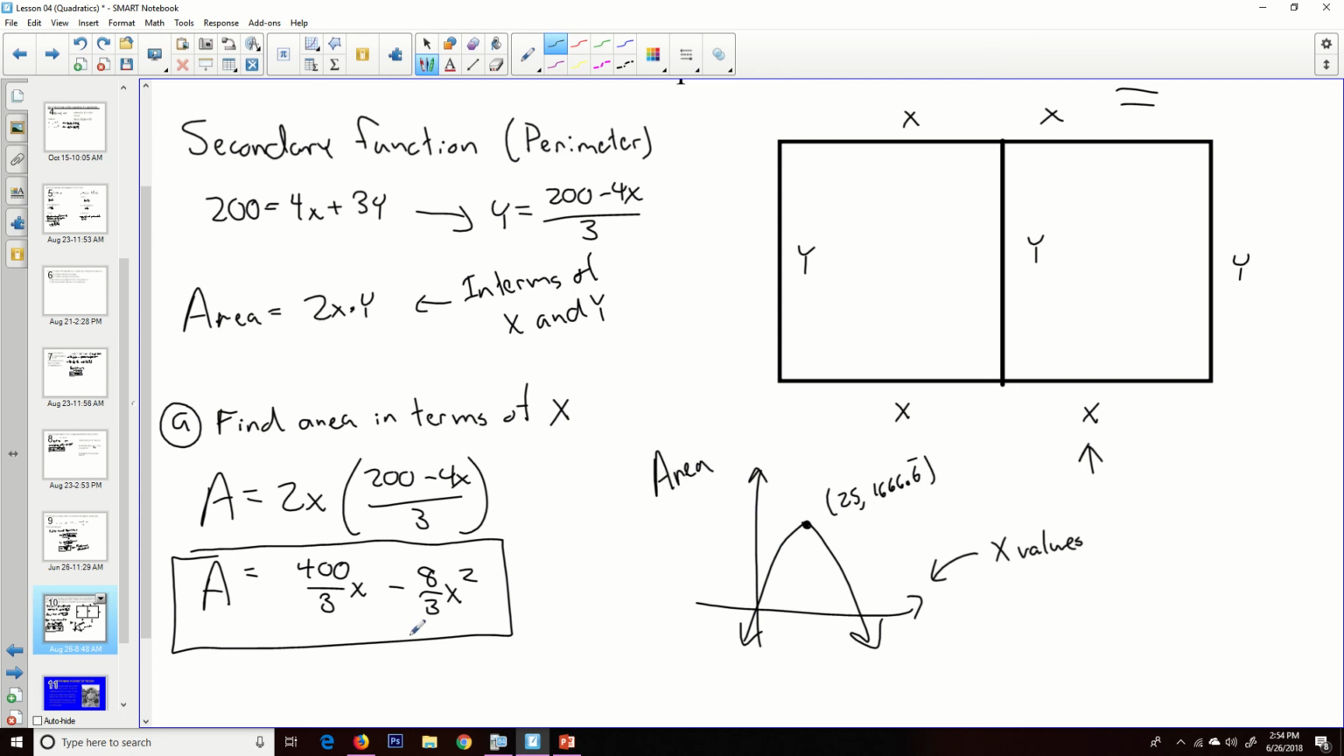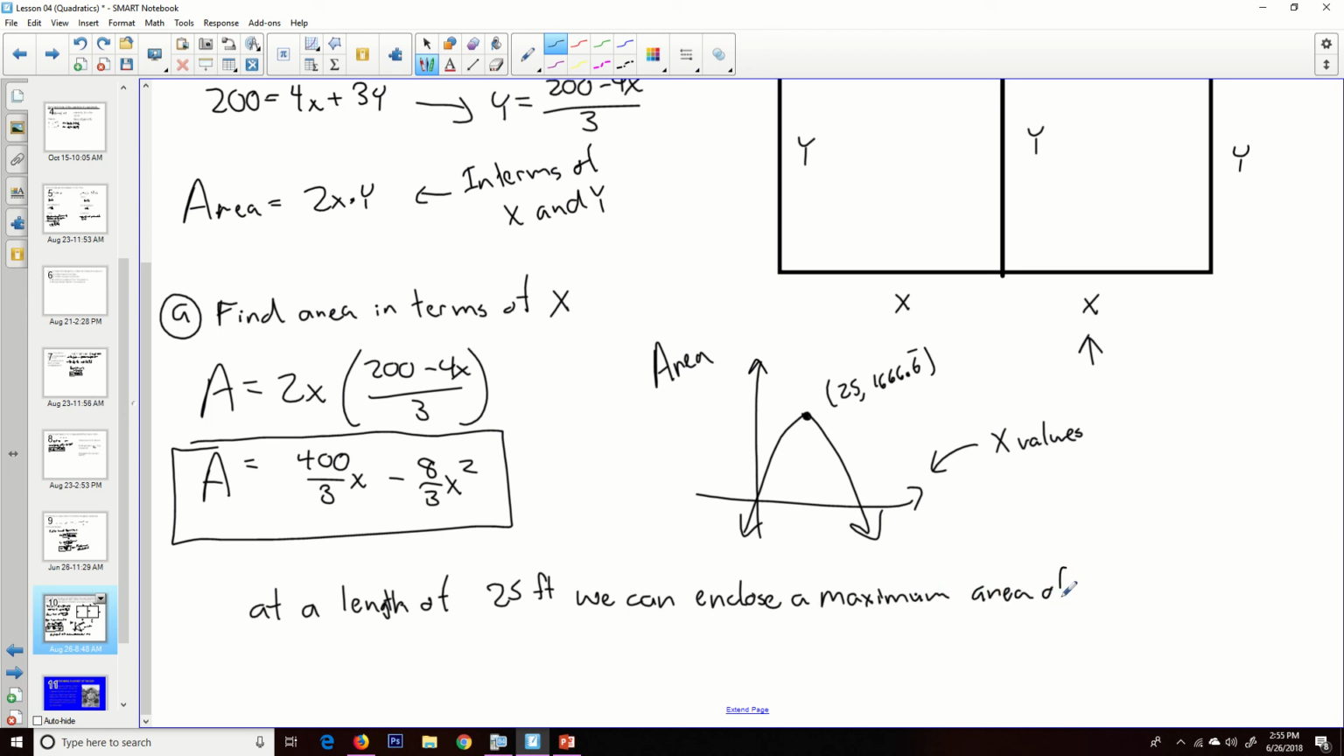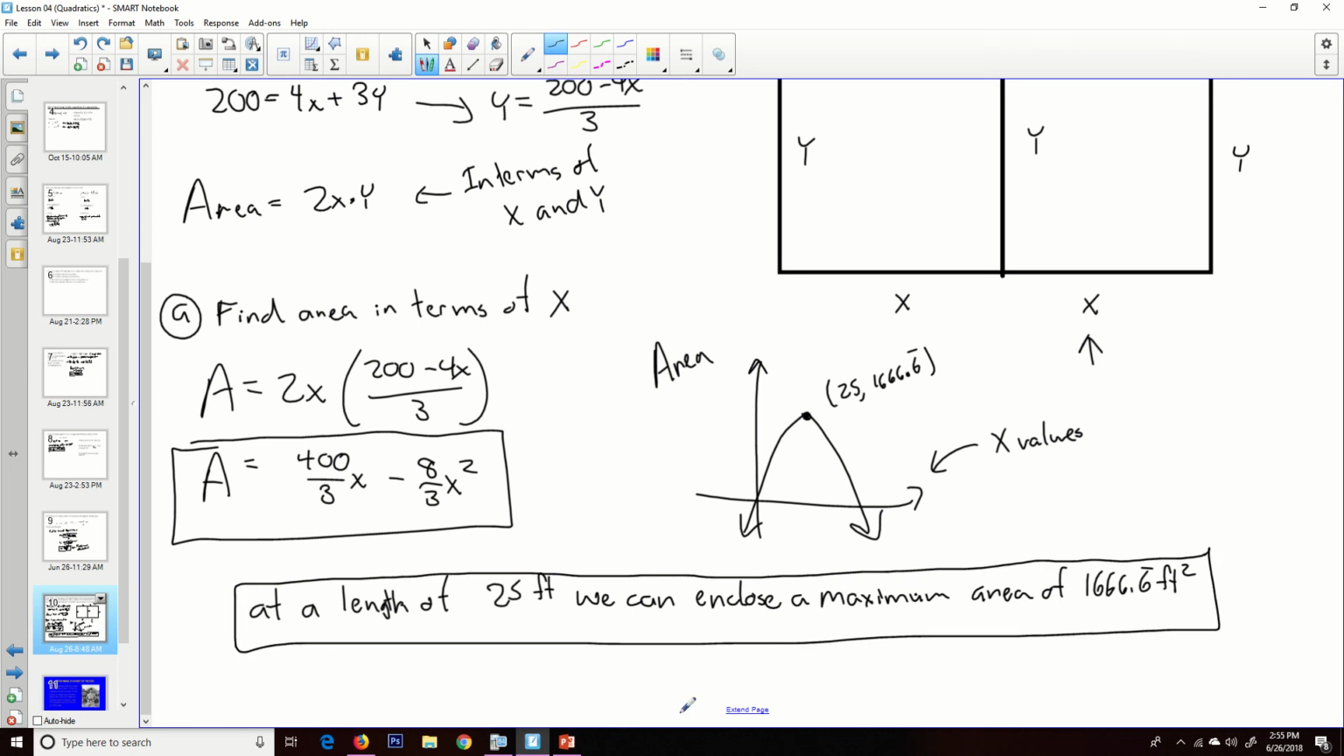All right. And so basically what we can read from this is we could say that at a length of 25, and I'm pretty sure it's feet, I want to make sure I have the right 25 feet, we can enclose a maximum area of 1,666.6 repeating feet squared. Now that's how we do it using a graphing calculator. Well, how will we do it by hand?